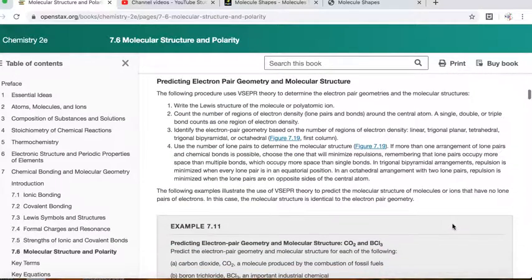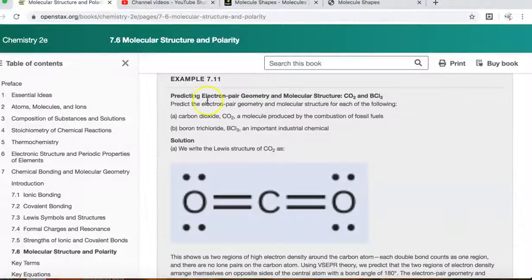All right, so I'm going to go through a couple of examples here they have in the chapter. And the first thing you have to do when they're asking you to predict the electron pair geometry and the molecular structure, we know those are two different things, right? The electron pair geometry is the geometry when there are no lone pairs on the central atom. It's sort of like the parent geometry. And then the molecular structure could be the same as the electron pair geometry, or if the structure ends up having lone pairs on the central atom, then it's going to be different from the electron pair geometry.